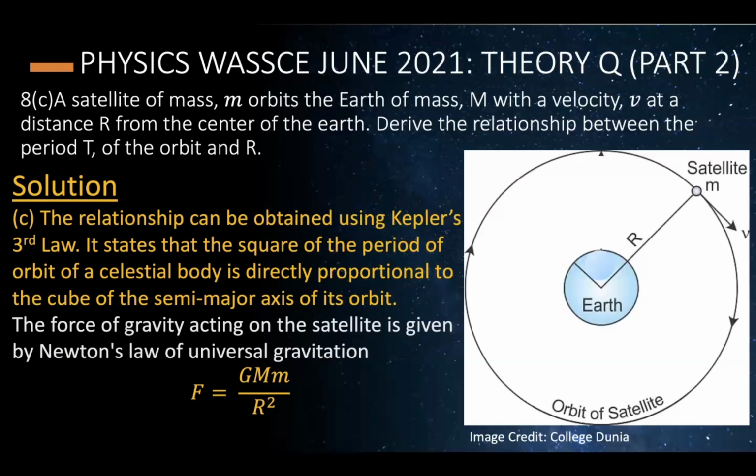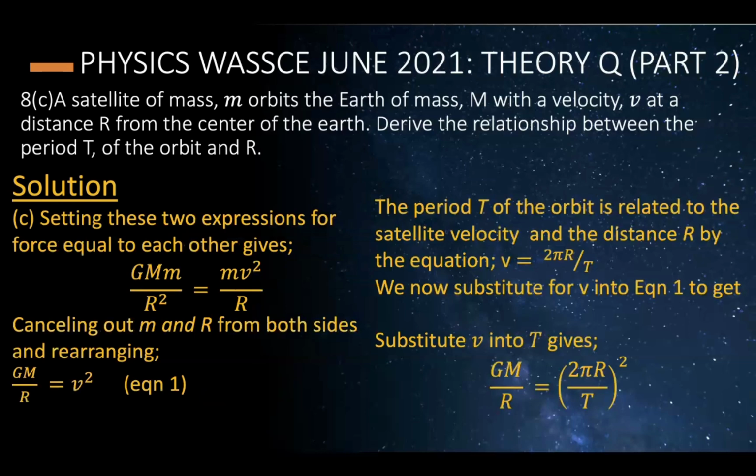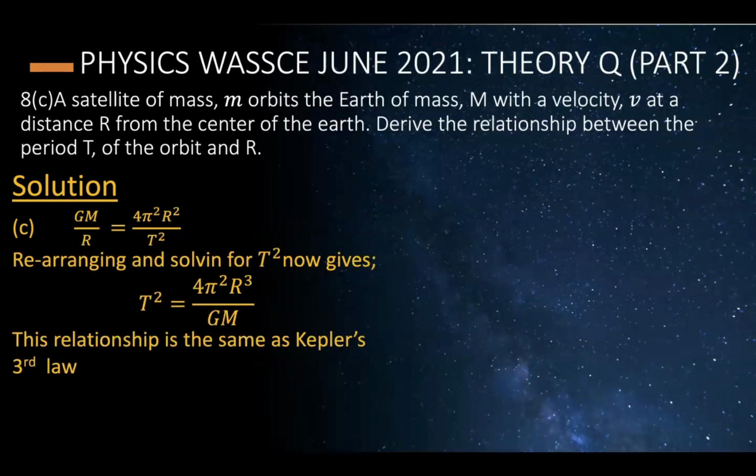So actually, when you realize that this is Kepler's third law, you can simply state it. It states that the square of the period of orbit of a celestial body is directly proportional to the cube of the semi-major axis of its orbit. This semi-major axis is similar to the radius or the distance that we call r here. That's the semi-major axis of the orbit. So you can also state the law to boost your grade.